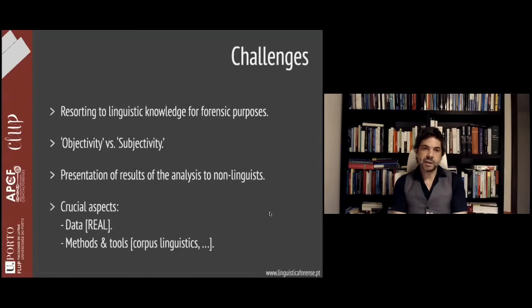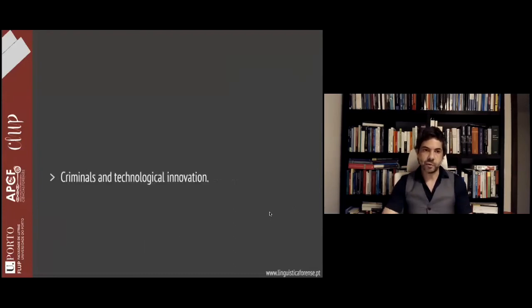There are also two other crucial aspects. One of them is the data. Forensic linguists need to work with real data. It's not always easy to come across real forensic data, but what we do to train methods, for example, is use general data as long as it's real, and then try to apply it in forensic context as well. And it's also important to use tried and tested methods and tools. For example, corpus linguistics is often used as a tool in forensic contexts.